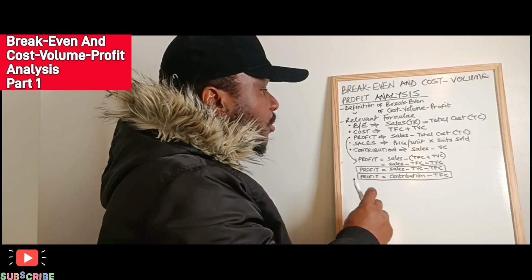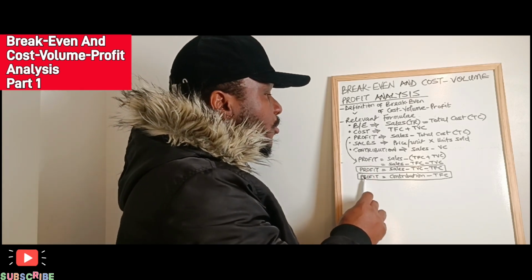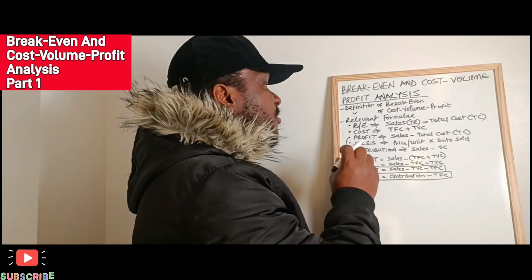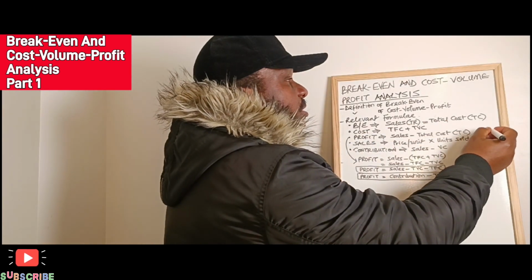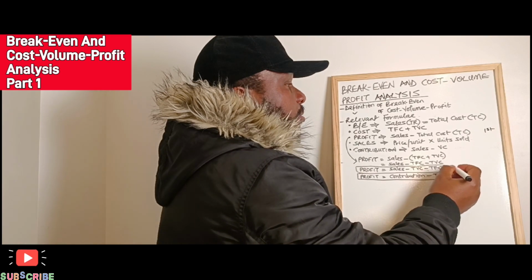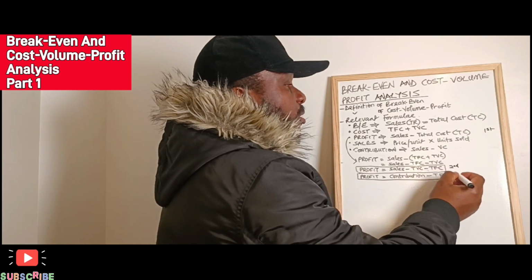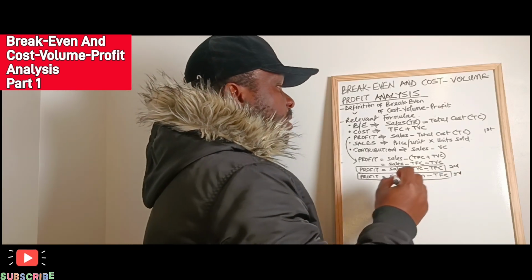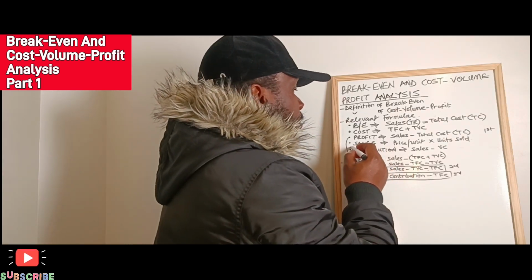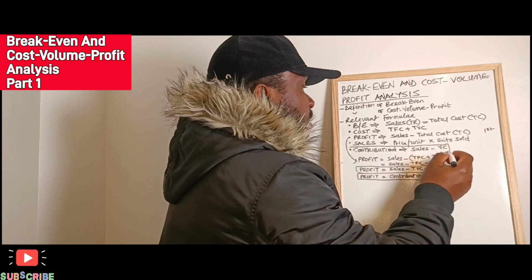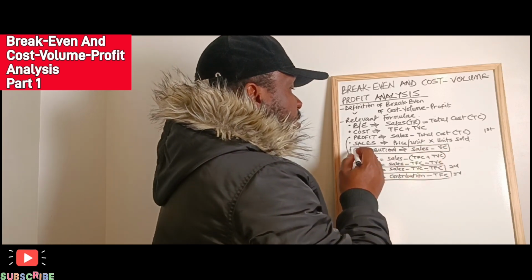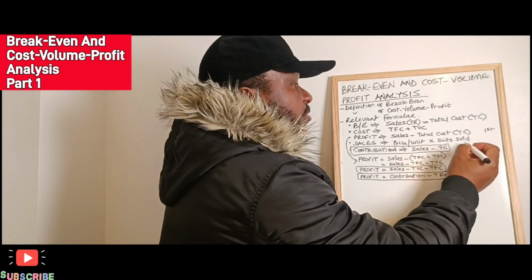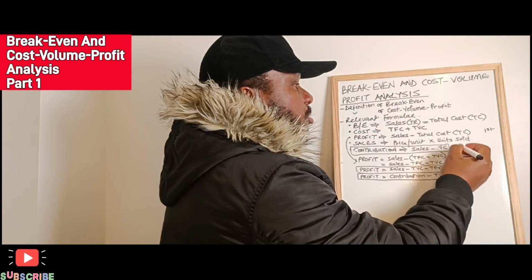So from the formula of profit, the third formula of profit, the first formula of profit is this. The second formula of profit is this. The third formula for profit is this. Okay. While the first formula for contribution is this, which is what? Contribution is sales less variable cost. This is the first formula for contribution.